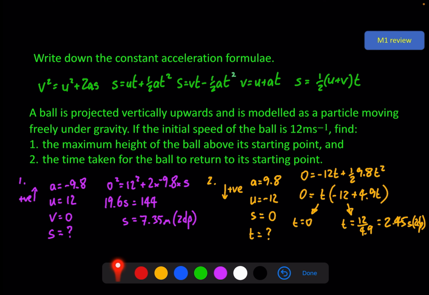So before we get into the M2 chapter, I hope you're really confident with this sort of question, because this is the absolute foundation point of this whole chapter. If any of that you weren't quite sure on, I would suggest you go away and review this topic from M1 before you start M2.